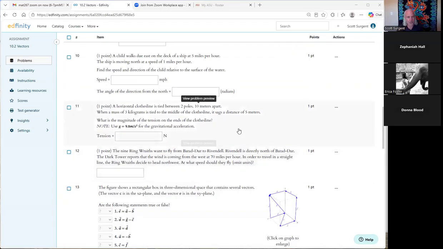All right, I'm going to draw the picture. So this is 10-2, number 11. Give me a moment to copy the information down.